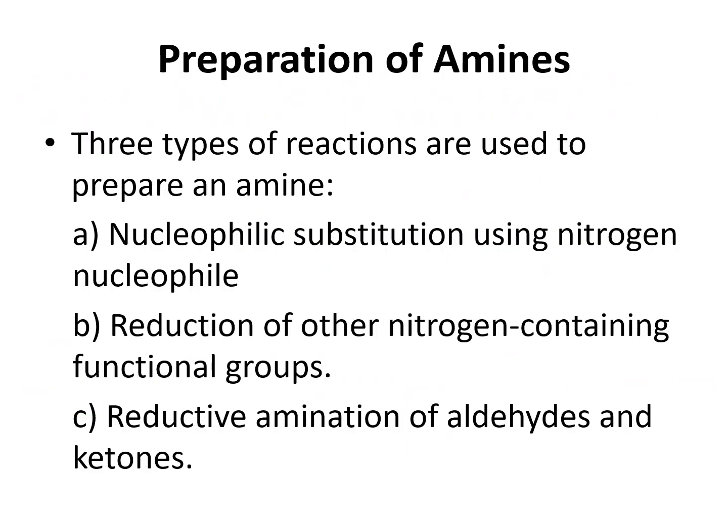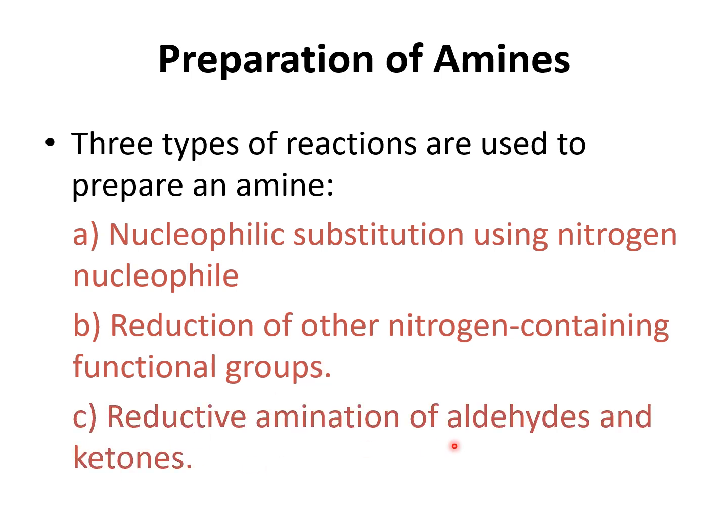There are three types of reactions used to prepare an amine. The first one is nucleophilic substitution using a nitrogen nucleophile, which means the nucleophile must be a nitrogen-containing compound. The second one is reduction of other nitrogen-containing functional groups. If we are talking about reductions, we need to use a reducing agent, I hope you still remember. And third, reductive amination of aldehyde and ketone. So we can also prepare amine from aldehyde and ketone through reductive amination.